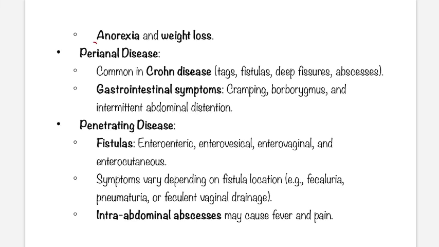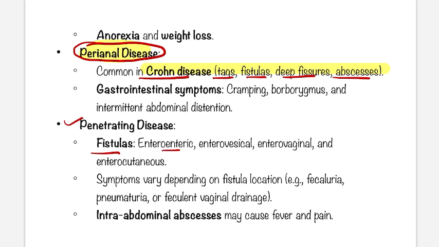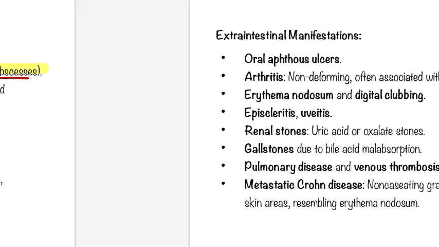Perianal disease, important, is more common in Crohn's disease: tags, fistula, deep fissure, abscess. So this is very important. The rectal and colonic involvement is more common in ulcerative colitis, but perianal disease is more common in Crohn's disease. Penetrating disease, as we can see, more complications are seen in Crohn's disease, like fistulas, enteric, enterovesical, and intra-abdominal abscess are more common in this condition.